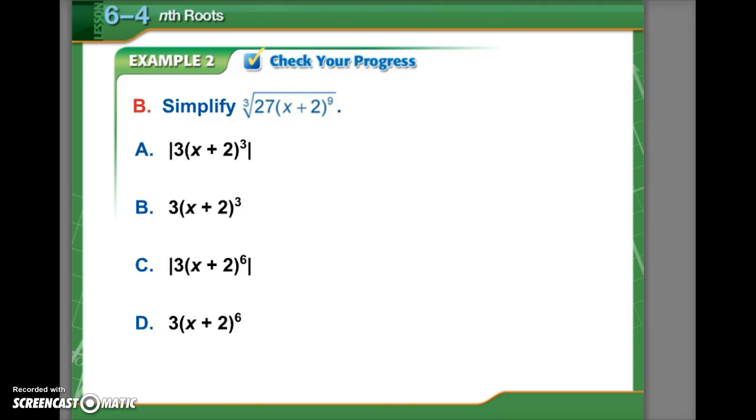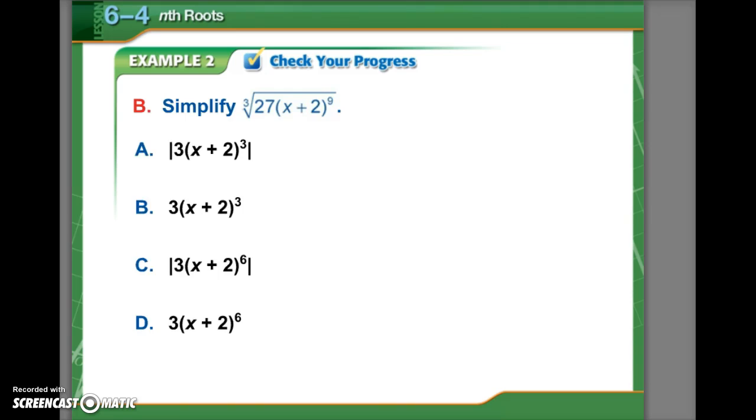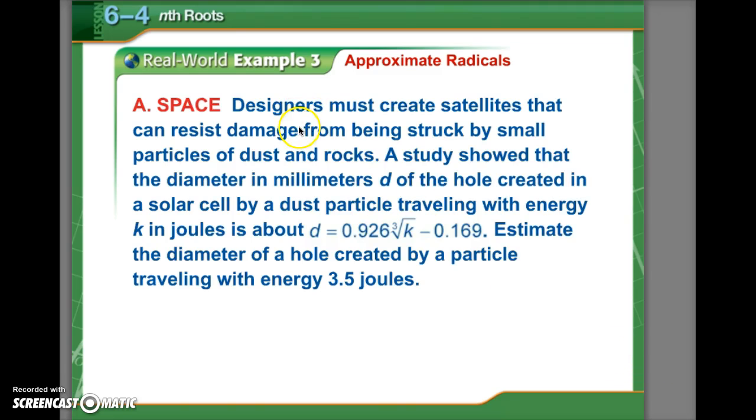Pause the video as long as you need. When you have your answer, come on back. Okay, our answer this time is letter B. We don't need the absolute value because the index, the root, is an odd number. All right, we're going to pick up with example 3 in the next video.